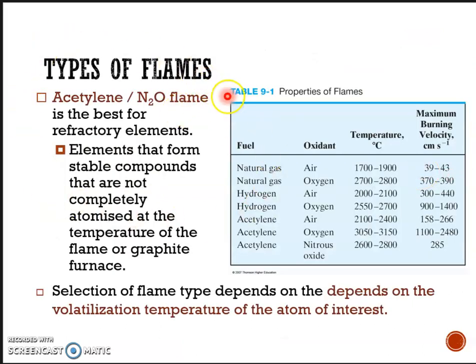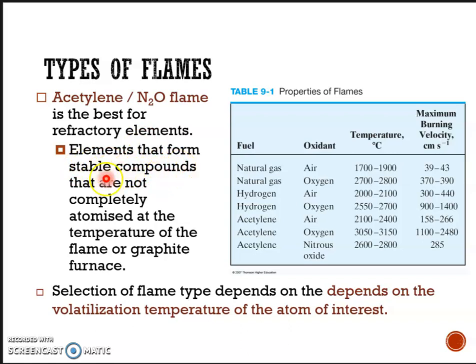Okay, this is types of flame under property of flame. So yang ini, kamu tengok dia punya fuel, oxidant and temperature that is produced with the combination of fuel and oxidant. So acetylene and nitrous oxide flame is the best for refractory element, because acetylene dengan nitrous oxide ni dia boleh produce quite high temperature. Okay. What is refractory element?